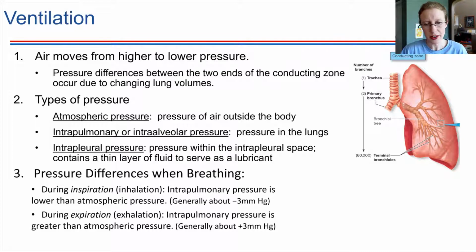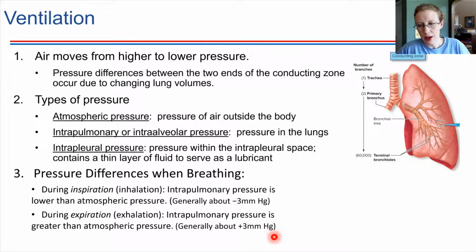Generally, that pressure difference is about 3 millimeters of mercury if we were to measure it. It's standard to take atmospheric pressure as 0. It's kind of like our reference point. So pressures that are negative are pressures less than atmospheric. Pressure that's positive, like right here, is a pressure greater than atmospheric pressure.